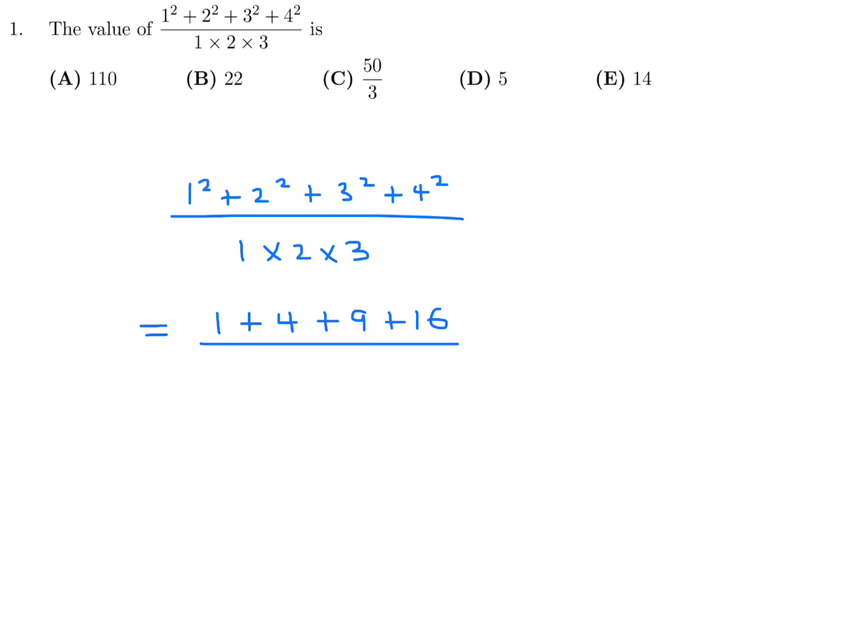The denominator is 6. Adding this, 25 plus 5, 30 over 6. And 30 over 6 is equal to 5. So number 1, the answer is D.